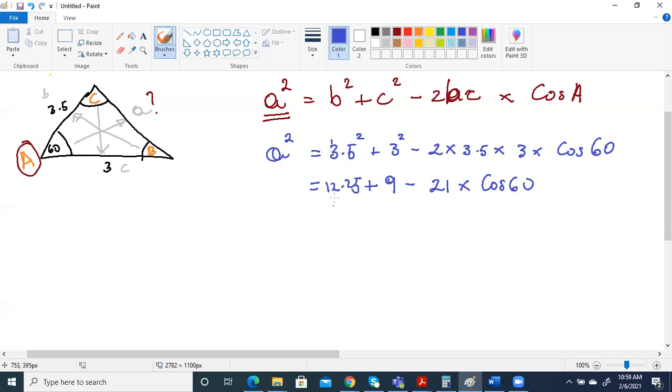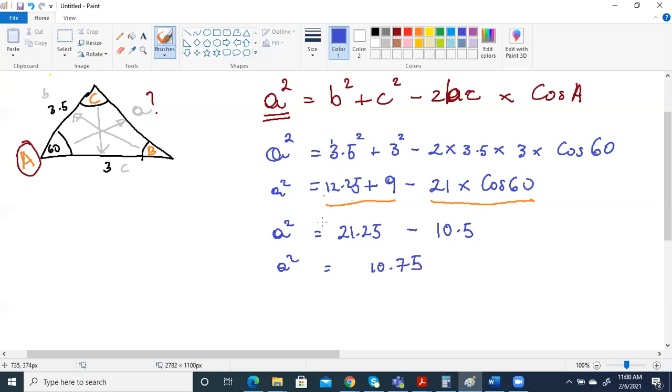So then we can go ahead. What we need to do now is add this portion and then multiply this portion, right? So 12.25 plus 9 gives 21.25. 21.25 minus 21 times cosine 60, which is 10.5. So this is just plugging into your calculator. If we subtract this, what do you get? 10.75.